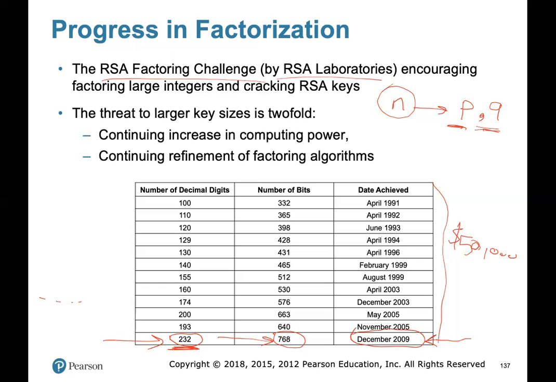It cost them a lot, but this challenge is still open, and even now some other, more complicated or advanced versions of these challenges are there. They have announced some numbers and they are waiting for the factorization. But as a summary, I should say here that threats regarding factorization come from two kinds of avenues.